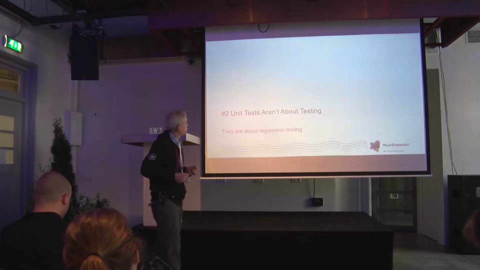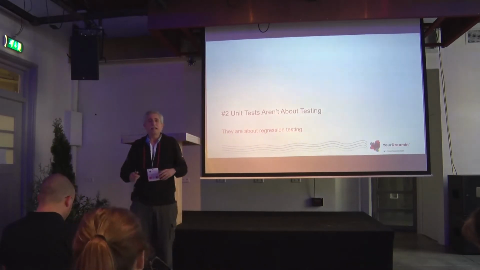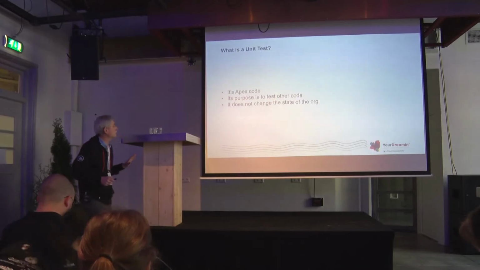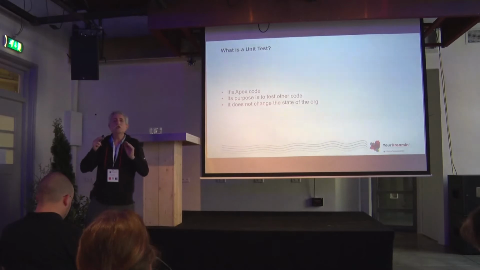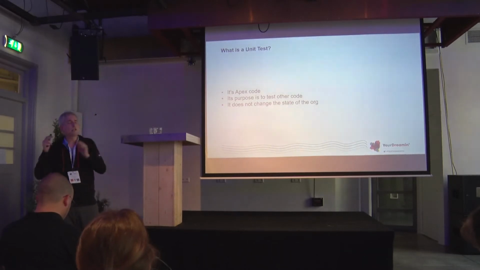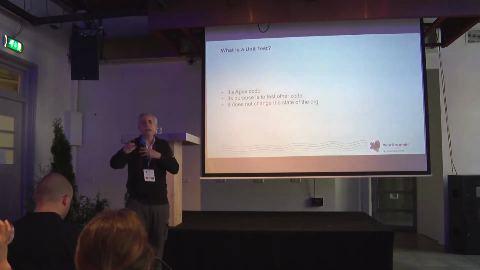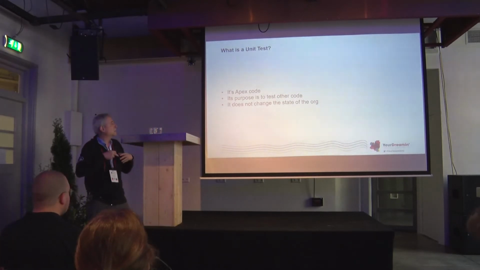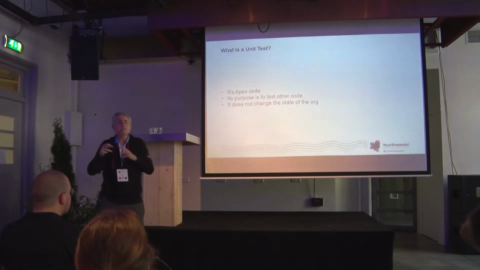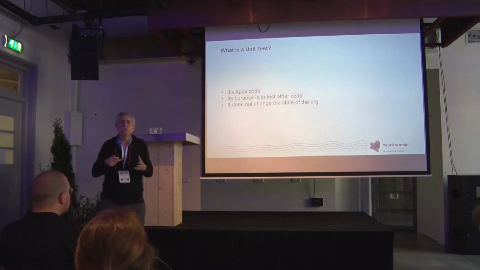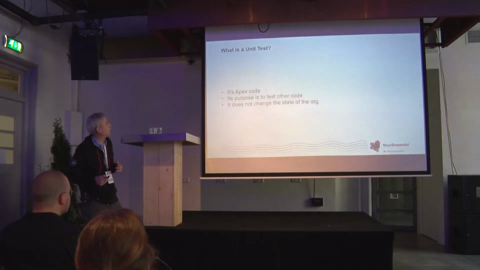Number 2, unit tests are not about testing, right? Now, let's back up for a moment, just in case. What is a unit test? A unit test is a piece of Apex code whose sole purpose is to test other code. It sets up data, it changes some values, it looks at the results, and at the end, the org is returned to its initial state. So Apex unit tests are very easy and very safe to do, and that's what they do. Their job is to test other Apex.